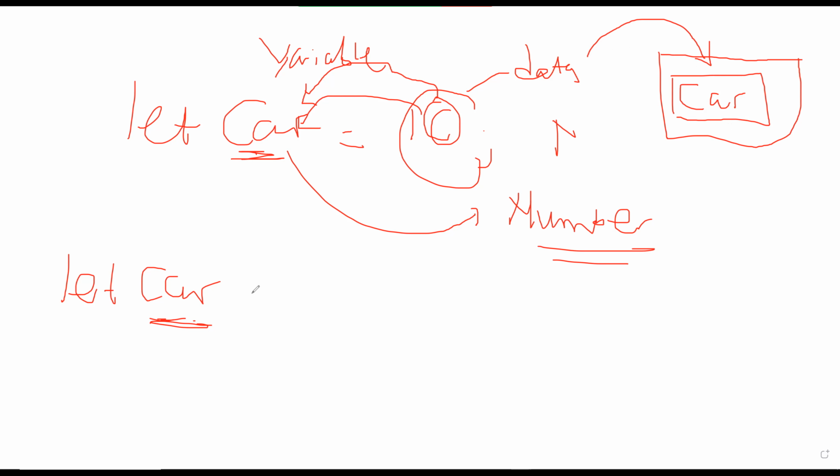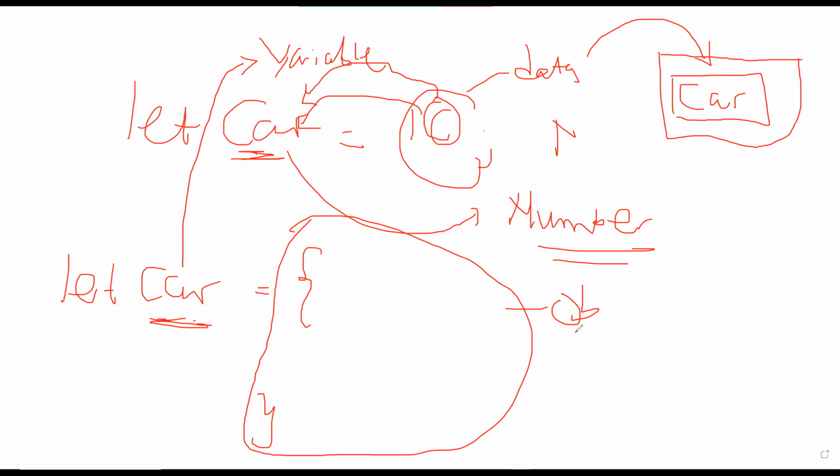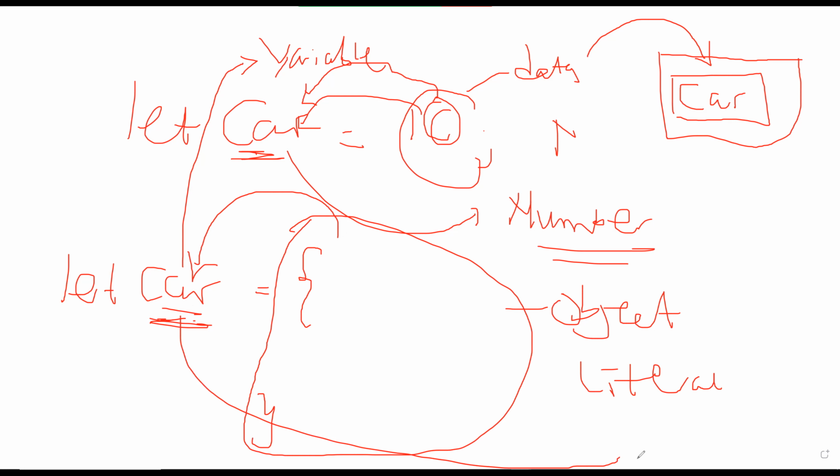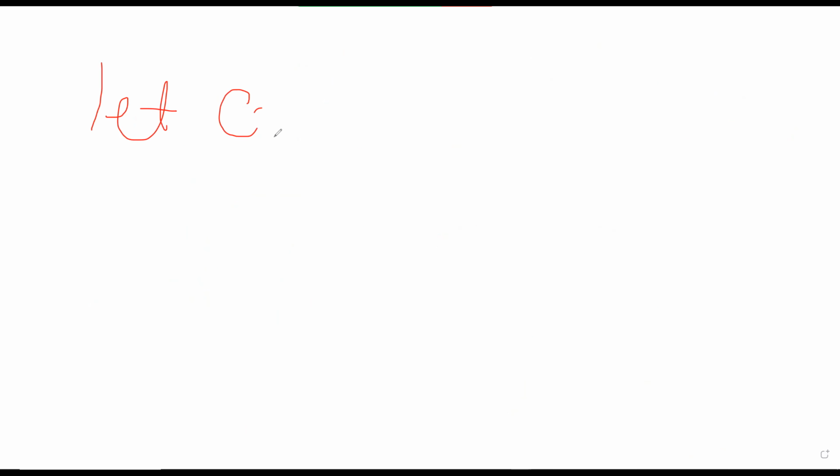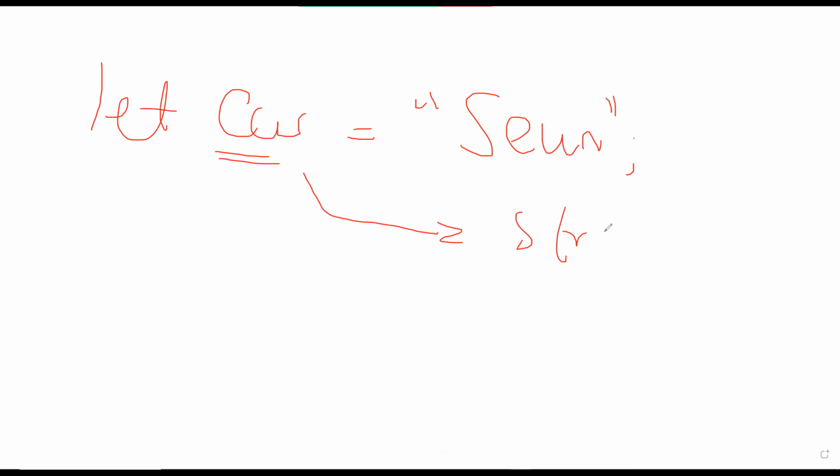Now, as I said earlier on, this is a variable. If I decide to store an object into it, this is an object. I'm now using the object literal to assign an object to this car variable. So at this point in time, this car is now an object, no longer a number. If I say let car, and assign this string, this variable is now a string because of these two double quotes.